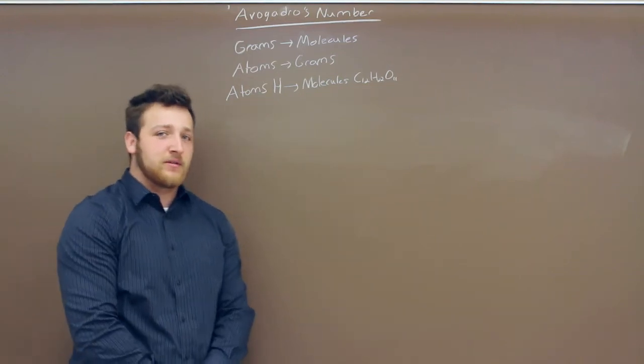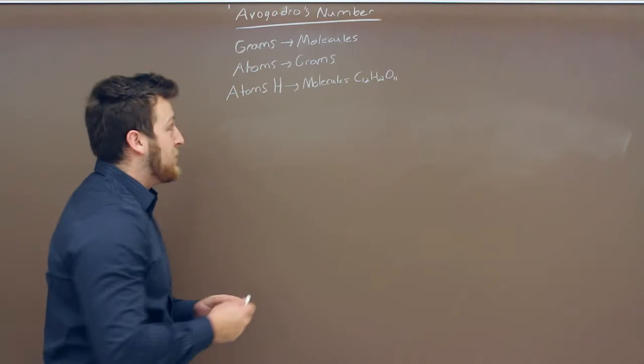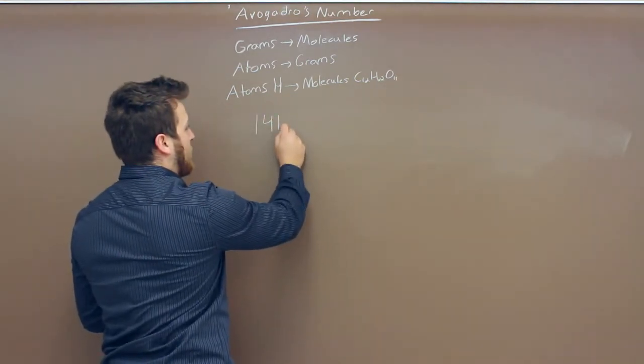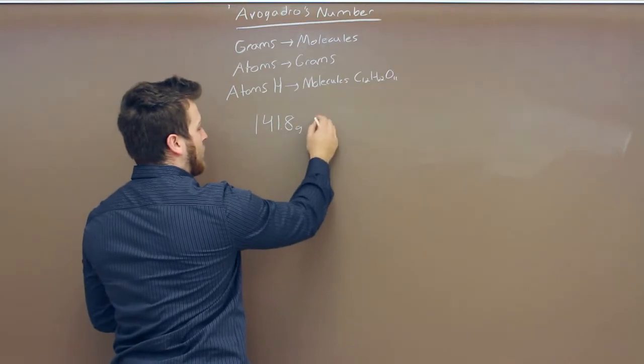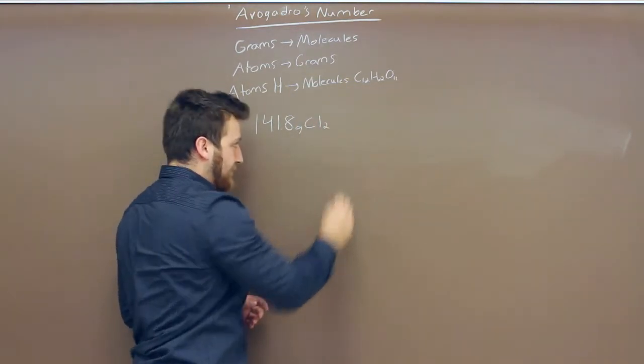And in this video we're going to do 3 examples using Avogadro's number. In the first example, we'll be moving from grams to molecules. Let's say we have 141.8 grams of chlorine, and because chlorine is a diatomic molecule, it will be Cl2.